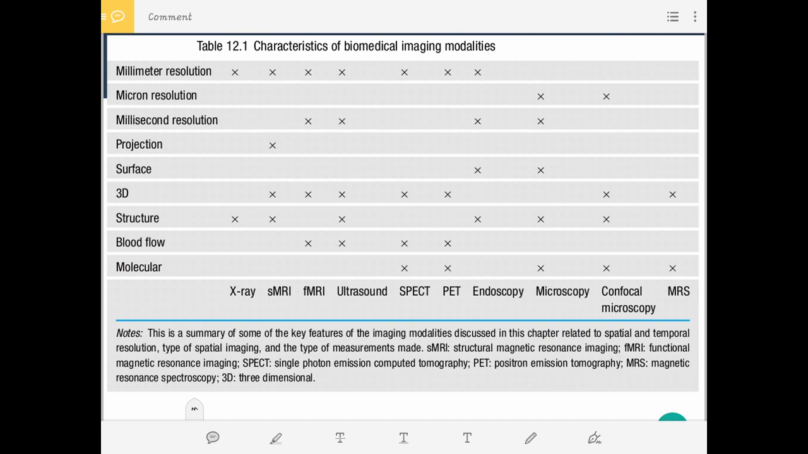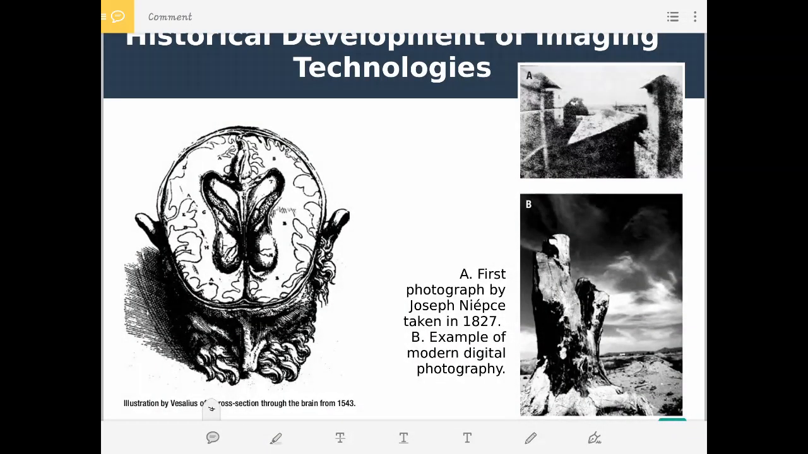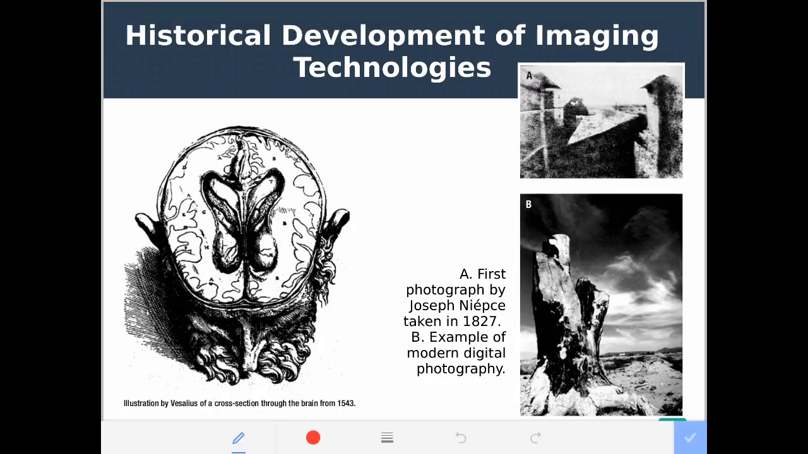So those are some different biomedical imaging modalities and their functions. Each of them has its own uses. So you'll be discussing each of them, or most of them, in detail in the succeeding lectures. Now, historical development of imaging technology.